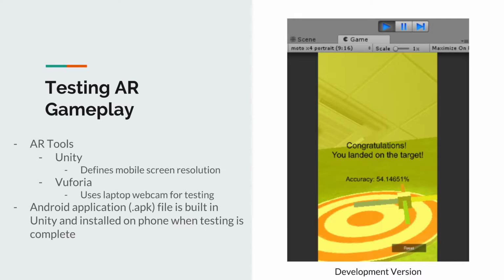For testing the AR gameplay, I used Unity, which is seen in the picture on the right, and my laptop webcam could be used for testing the AR capabilities. Once the application was ready, an Android application, or APK file, was built in Unity and then transferred and installed to my Android device throughout the entire testing process. You can see on the right that the helicopter hasn't been added yet, and that's the development version of the game.